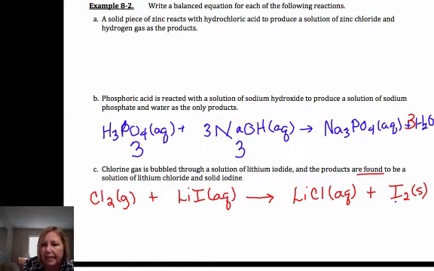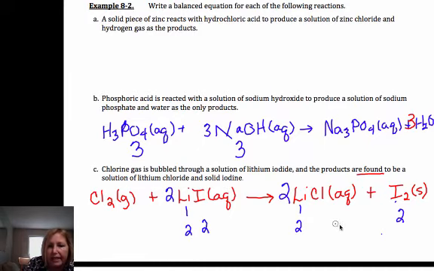To me, I can see it pretty quickly. Some of you may not be at that stage yet. 1 lithium and 1 lithium. I've got 2 chlorines, so I'm going to put a 2 here. Now I've got 2 lithiums, notice, right? And I've got 2 iodines. So if I put a 2 here, that gives me 2 lithiums and 2 iodines, and 2 lithiums and 2 chlorines. So I have 2 of everything once I have done that.